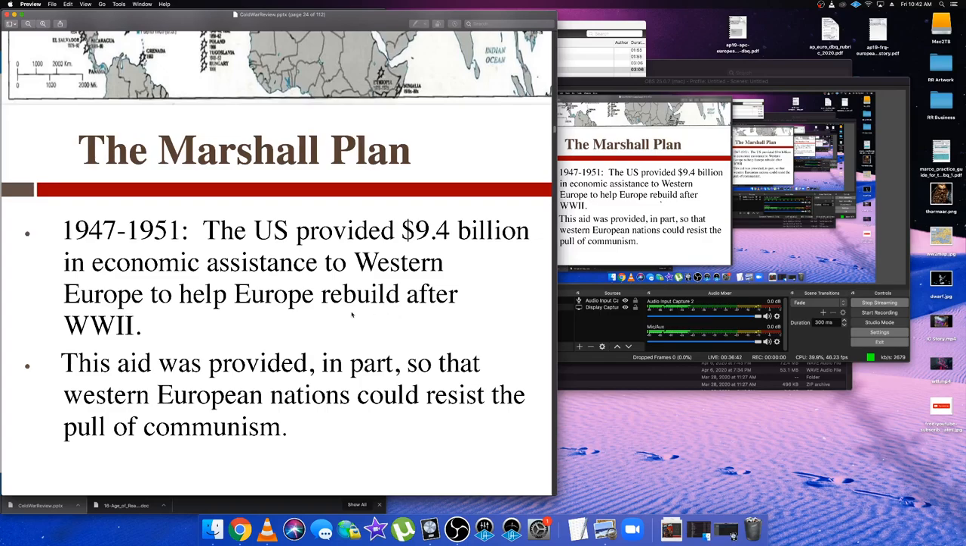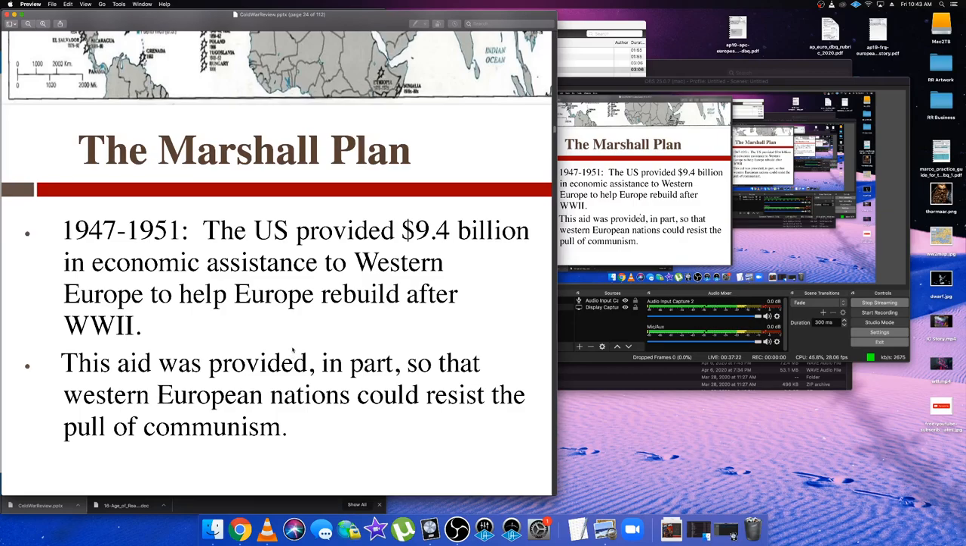I don't know. 1947 to 1951, due to the Marshall Plan, which is a very significant financial aid plan, where the United States provided $9.4 billion in economic assistance, Western Europe is able to rebuild themselves after World War II on American dollars. And this aid was provided also in part so that the Western European nations could resist the pull of communism, because the harder people's lives are, the more they want the government to help them out. And communism starts to become more and more appealing when your life is so miserable.